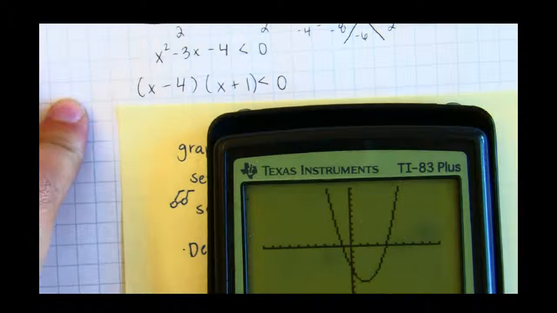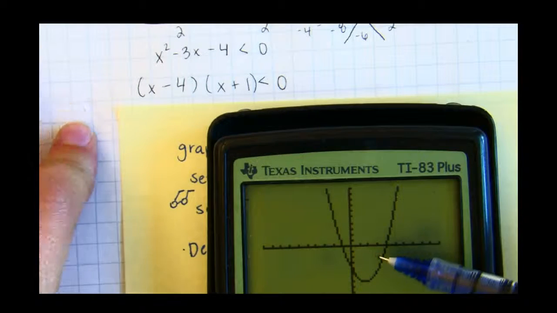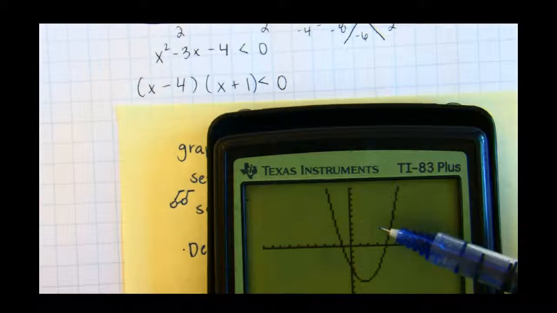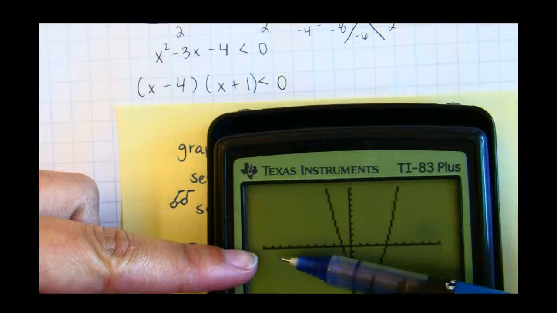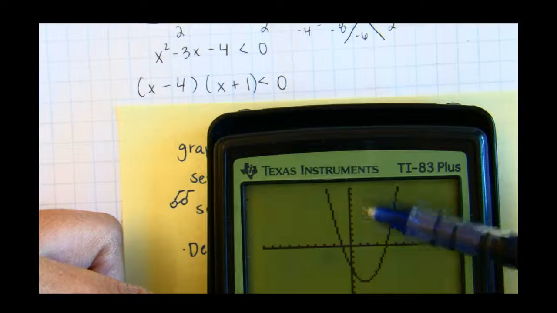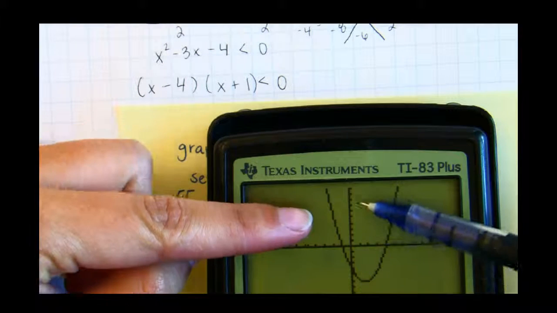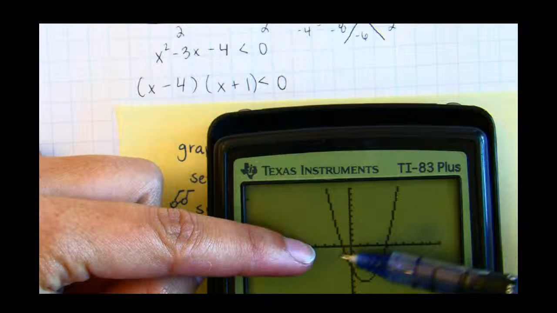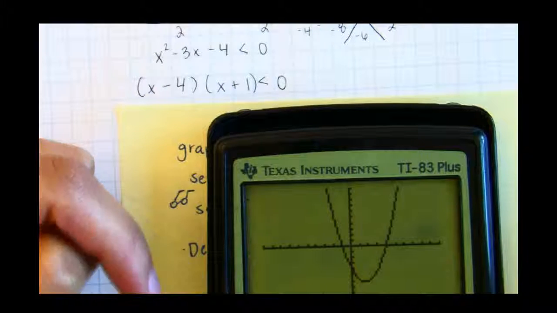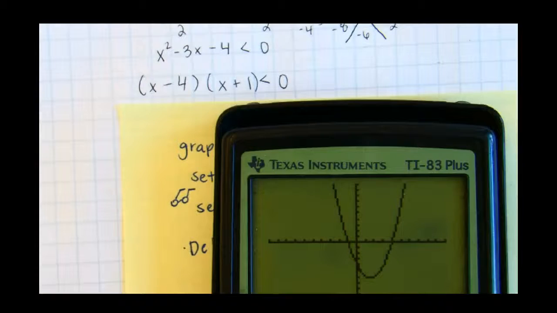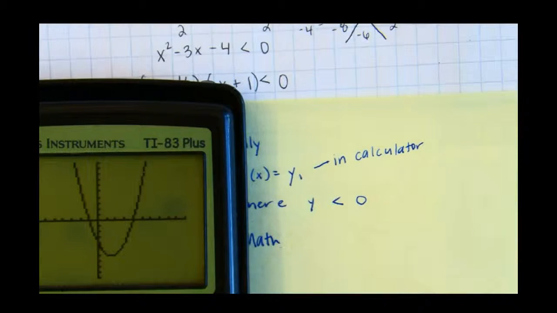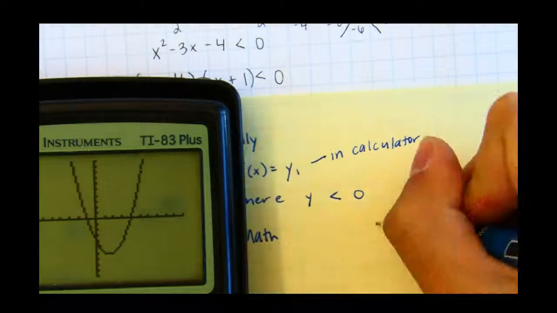So again, I want to see where my y values are less than 0. So when I'm looking at this screen, I've got my x-axis and my y-axis. So what I care about right now is where my y values are less than 0. When you're solving this type of problem, it's often helpful just to sketch what this graph looks like on paper so that you can deal with it, because you can't really color on your graphing calculator. So I'm going to sketch a picture of this graph.